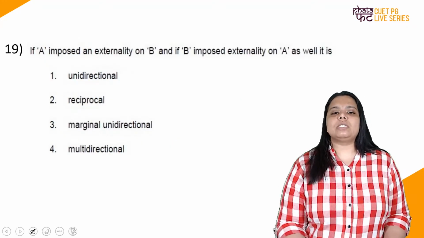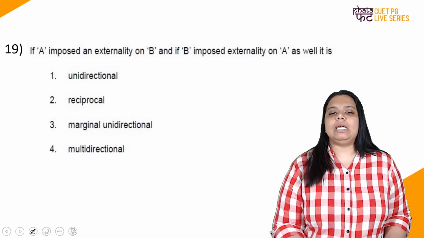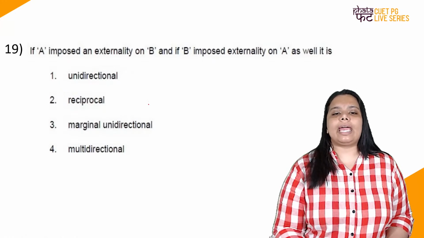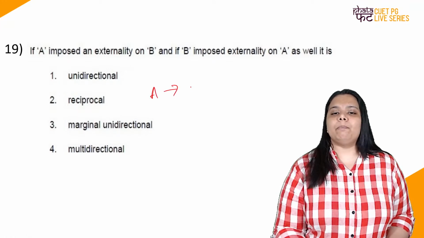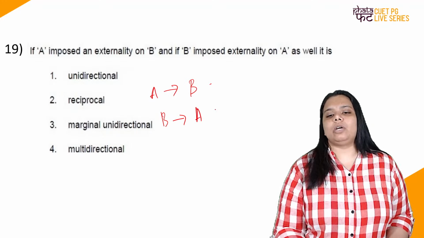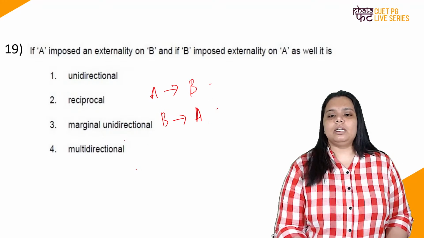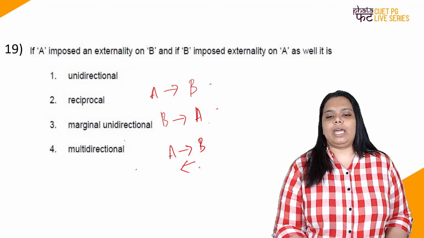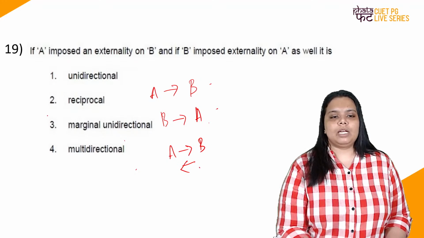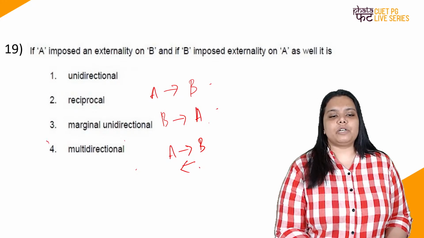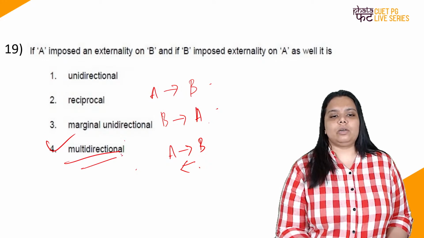Question number 19. If A imposed an externality on B and B imposed an externality on A as well, it is known as, that is, A imposed some externality on B as well as B imposed some externality on A. So this means that it is multi-directional. It has happened in both directions, A to B as well as B to A. So the answer is option 4, multi-directional.